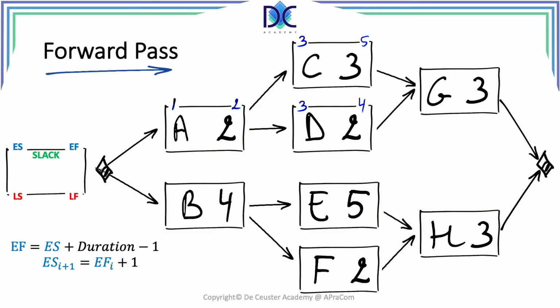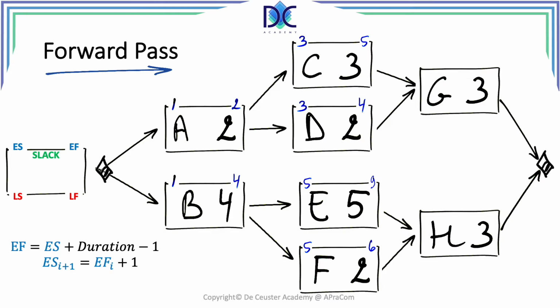Since B is also at the project start and has no predecessors, the early start of B is also equal to 1. And the early finish of B is equal to 1 plus 4 minus 1, which is equal to 4. This brings the early start and early finish of E to be respectively 5 and 9. And we can do the same for F, which gives an early start at period 5 and an early finish at period 6.